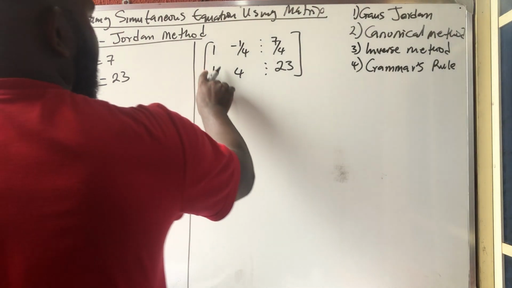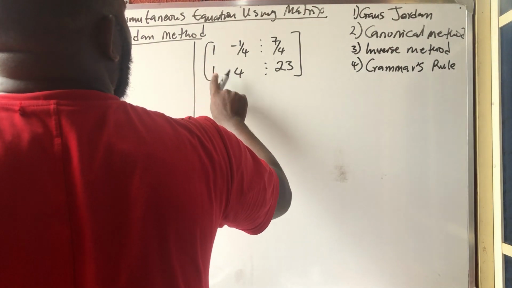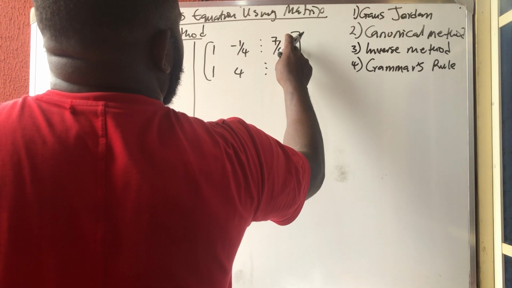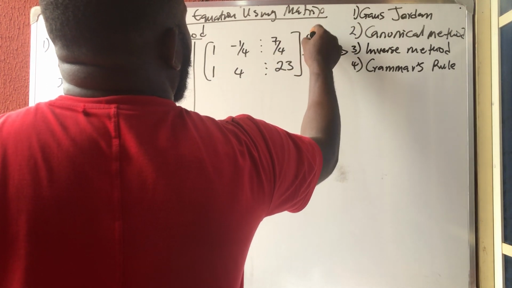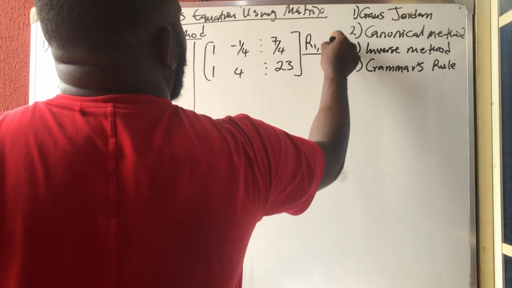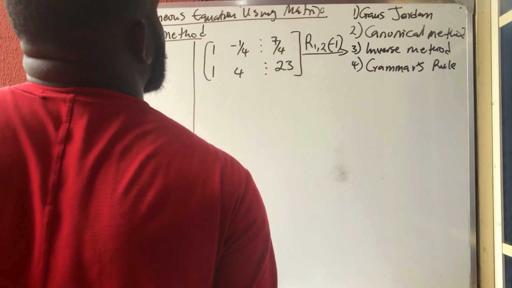So we need to make this 0, and the only thing that will make it 0 is multiplying row 1 by minus 1 and adding it to row 2. So we say row 1 we are adding to row 2, but we are multiplying by minus 1. Okay, so let's do that now.